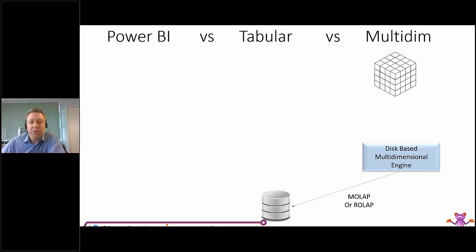There were 2 modes it could run in. One's MOLAP, one's ROLAP. MOLAP was importing all the data from your data warehouse into its own multi-dimensional data store, or it could query live and basically act as a pass-through engine to just store the semantic layer, the calculations and KPIs, and pass the query on through to the underlying database in the ROLAP mode.